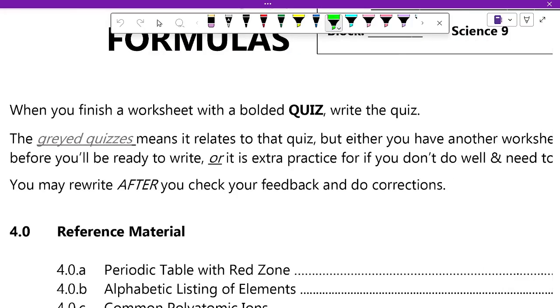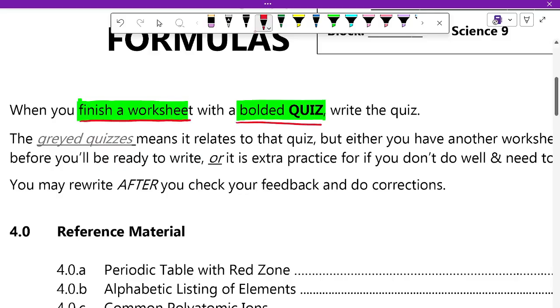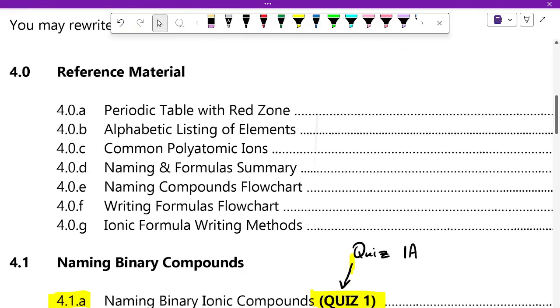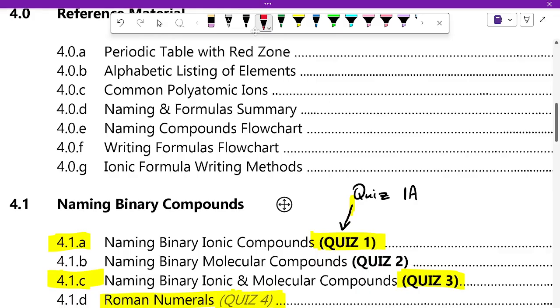so if you finish a worksheet with a bolded quiz, you are going to write the quiz. So you can underline this if you want to. If you finish a worksheet and it has a bolded quiz, you're going to write the quiz. So let's go and find an example of where that happens. 4.1a. Look, it says quiz 1. Yes? When you're finished 4.1a, you can write quiz 1.